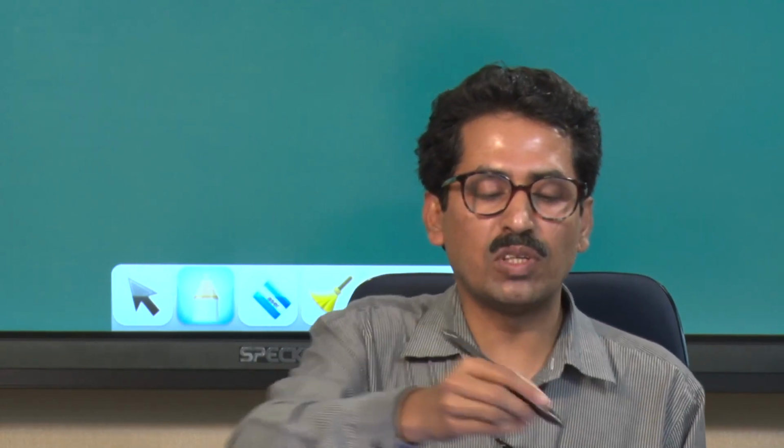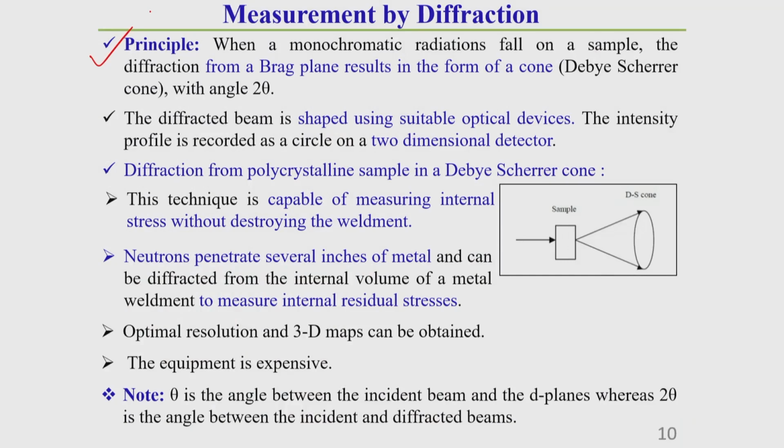technique. So, the principle of this technique is, when a monochromatic radiation falls on a sample, then the diffraction from a Bragg plane results in the form of a cone. You see, let this be a Bragg plane, and let this be a monochromatic incident neutron ray falling on this Bragg plane. Then after diffraction, the shape of this diffracted beam is like a cone.